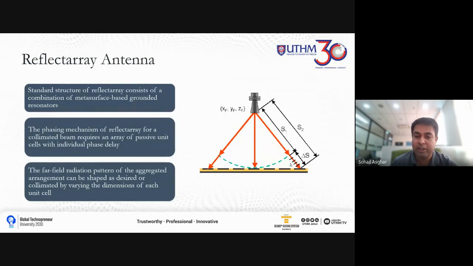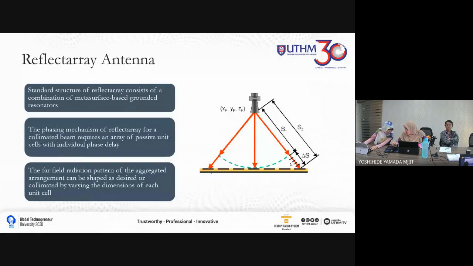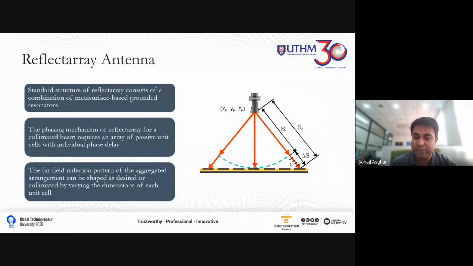But in comparison to the parabolic reflector, our reflector antenna is a planar structure. In order to compensate for the phase delay caused from this point to this point, we have to adjust the reflection phases for each of the resonant elements, so that the planar reflector behaves like the parabolic reflector and the reflected beam is a pencil beam. This phasing mechanism depends on the resonant elements, which are backed by the ground on their backside. Every unit cell has its own distinct reflection coefficient phase.